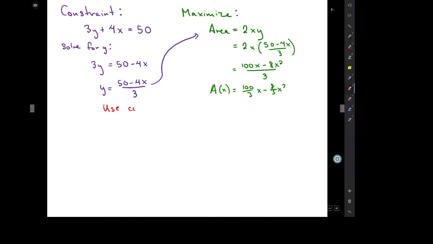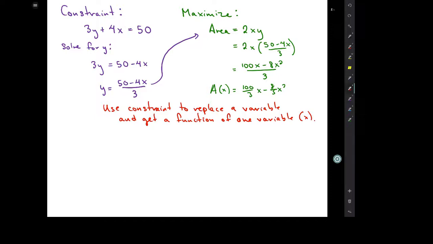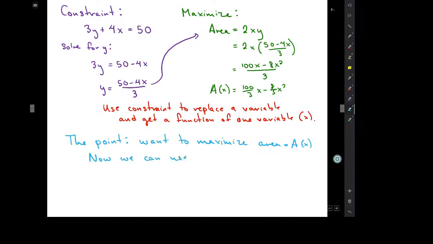So we use the constraint to replace a variable and get a function of 1 variable, which in this case is x. It doesn't have to be x. Sometimes we use different letters. But now the point of this is that we want to maximize area. And now I have area in terms of 1 variable. I want to maximize A of x. This I can do using calculus. So now we can use calculus.